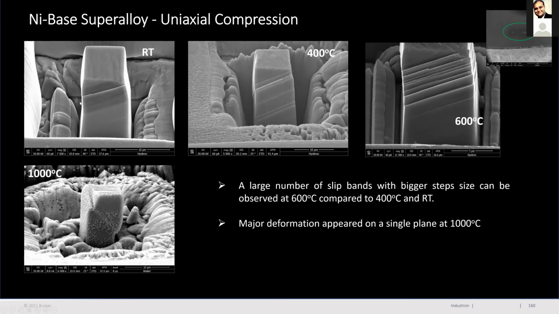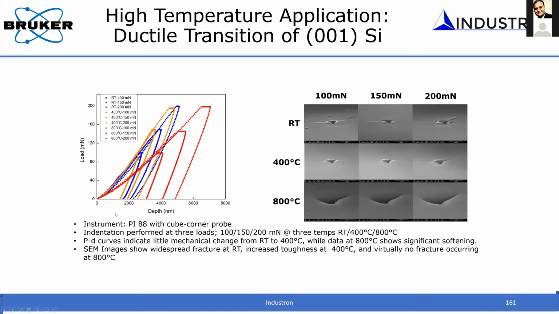You can see how the deformation changes. You can see a lot of shear bands, very few shear bands at room temperature. At 600 degrees, a lot, but at 1000 degrees, it is a very different type of deformation. Okay, so this particular case is for experiments done on silicon. This is very interesting. In silicon, you can see a kind of ductile to brittle to ductile transition. Because at room temperature, most of the deformation mechanics of silicon is through phase transformation.